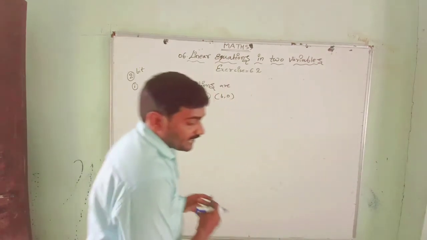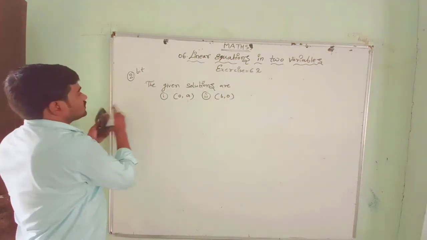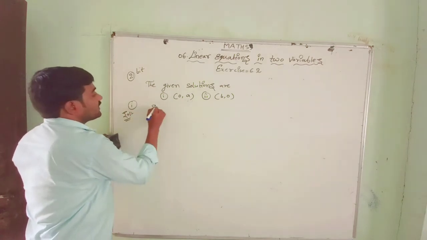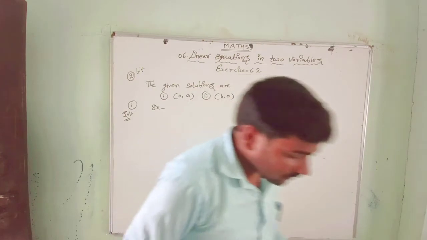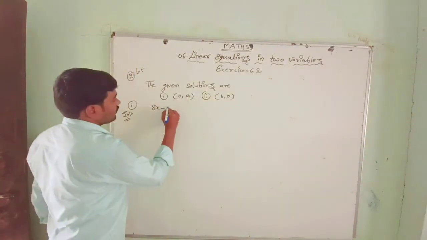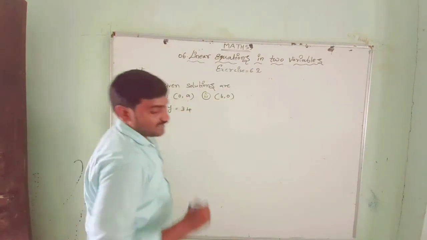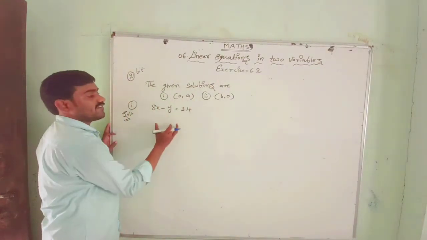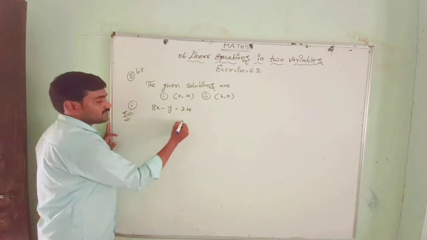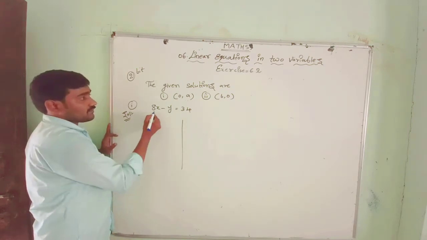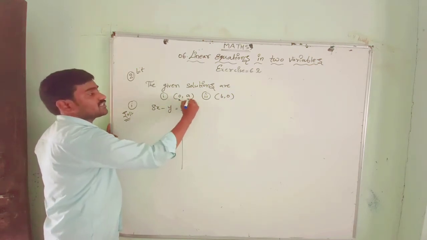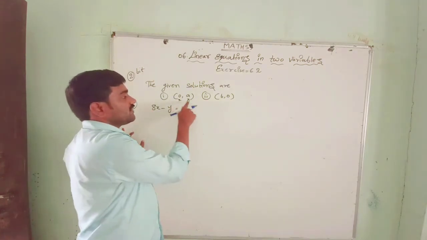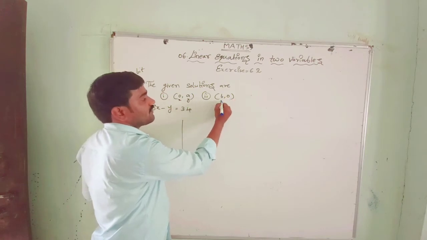The first question: 8x minus y equal to 34. So we have to find out the solutions, that means the a value and b value we need to find. See, very simply we can find out now. First is the x value and this is the y value. In chapter number 5 we have learned that this is the x value and this is the y value.